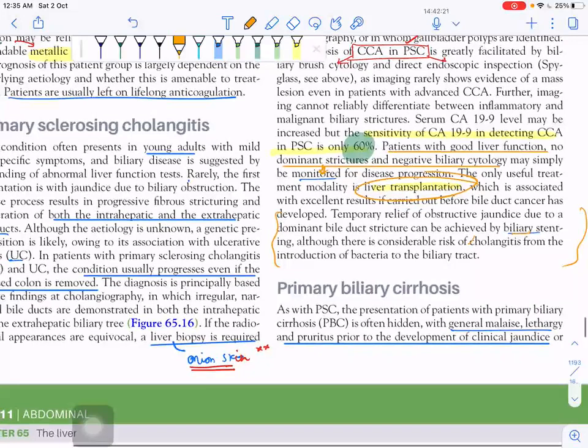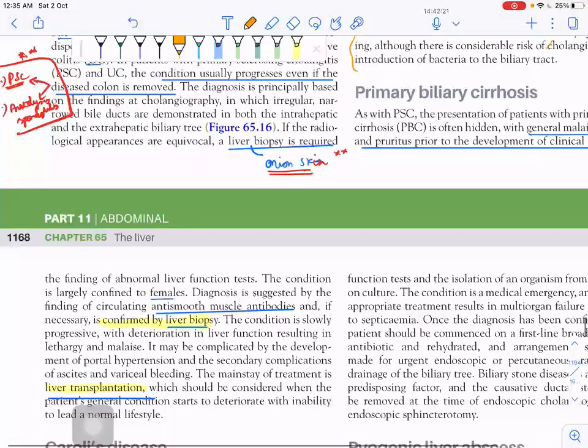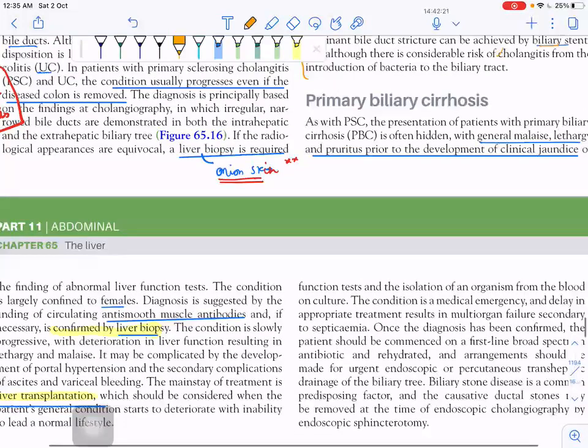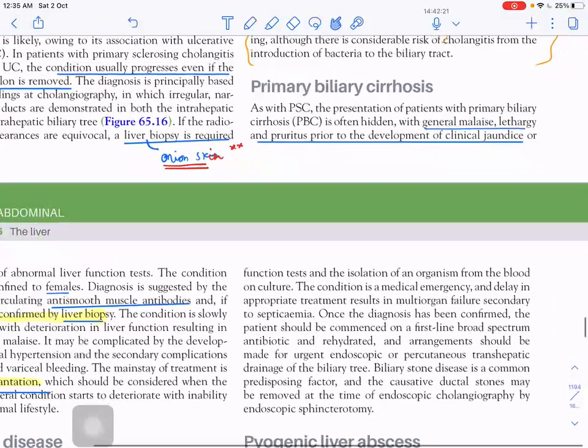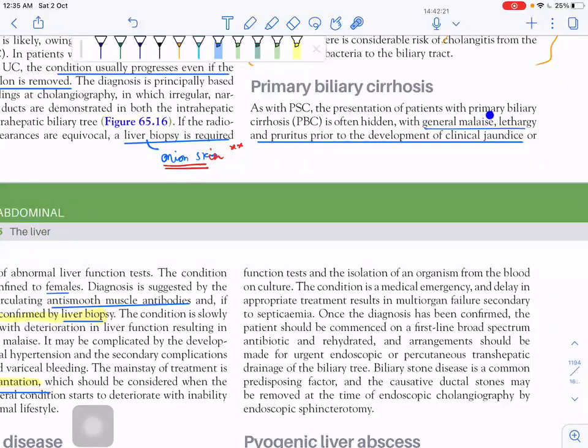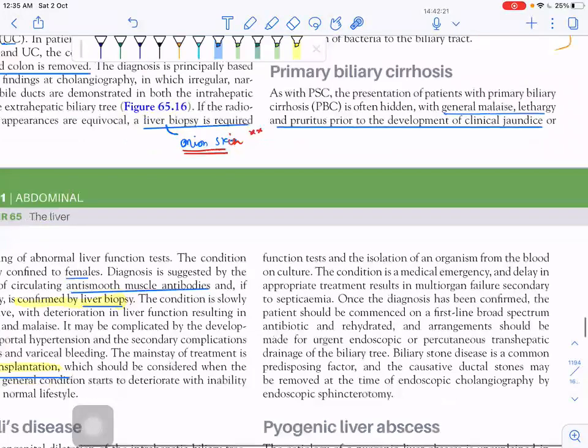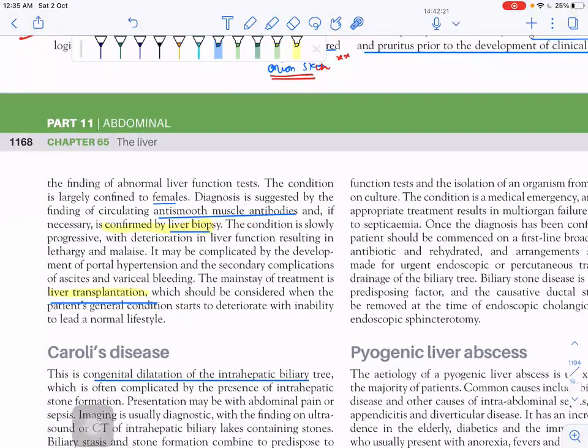Then we have primary biliary cirrhosis. As with PSC, the presentation of a patient with PBC is often hidden, with malaise, lethargy and pruritus prior to the development of clinical jaundice or abnormal liver function tests. This condition is common in females, and the main circulating antibody we see is anti-mitochondrial antibody, and this is confirmed by liver biopsy. What is the confirmatory test for PBC? It will be confirmed by liver biopsy.